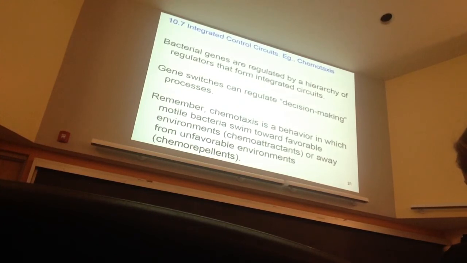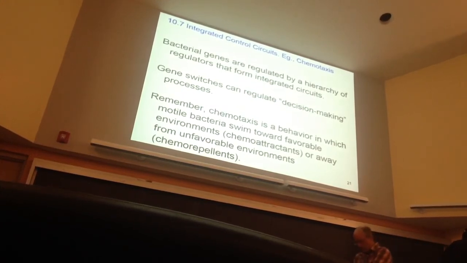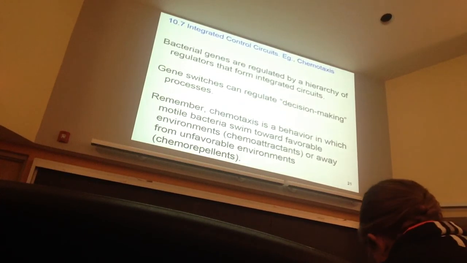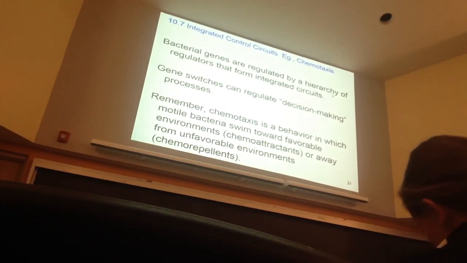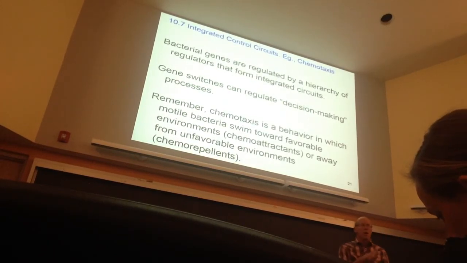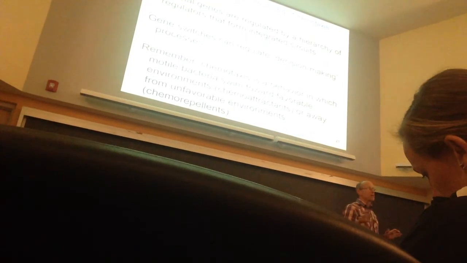Okay, so we're going to put a few of these things together and look at chemotaxis again. And we've talked a lot about a lot of this information already, so it's kind of integrating a few things together. When I say integrated, these are integrated circuits, so multiple operons being controlled by the same regulatory protein, for example, the regulon that we've talked about. So gene switches can regulate, quote, decision-making processes.